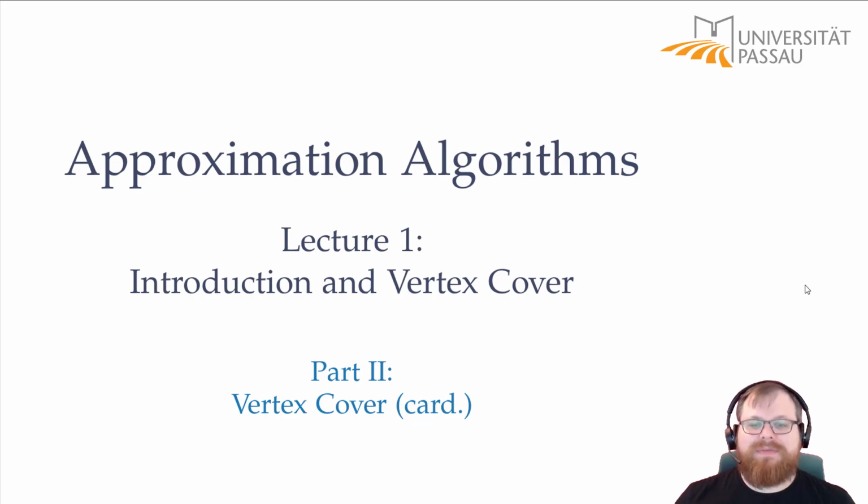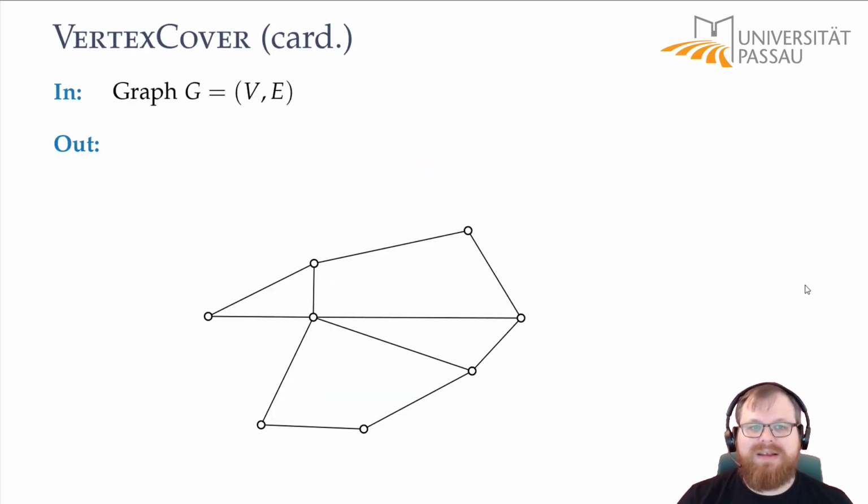This is the second part of the first lecture, and now we will have a look at our very first optimization problem, which is the cardinality version of vertex cover. In this problem, we are given a graph, and a graph for us is a tuple of a vertex set and an edge set. Vertices are represented as points, and edges are segments that connect two vertices with each other.